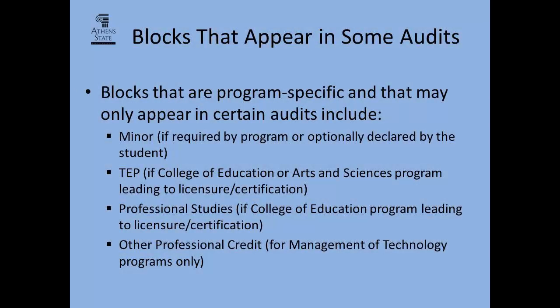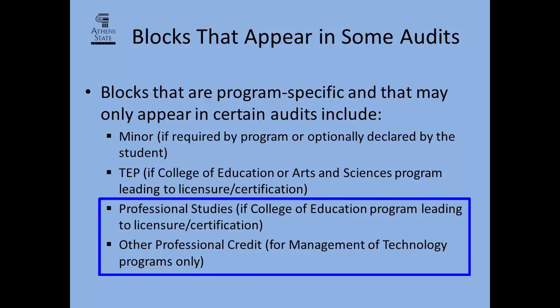Some blocks are program-specific and only appear in certain audits. For example, minor blocks only appear if they are required by the program or if the student declares an optional minor. A TEP block will appear for students in College of Education or College of Arts and Sciences programs that lead to licensure certification. Several other blocks are also program-specific.